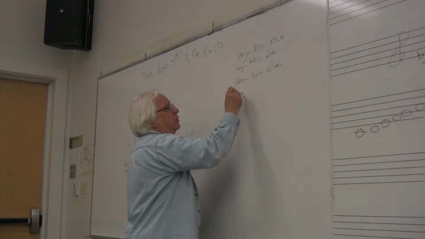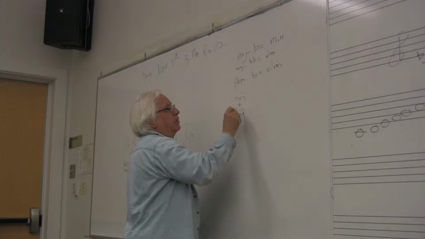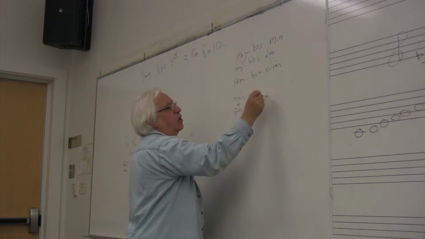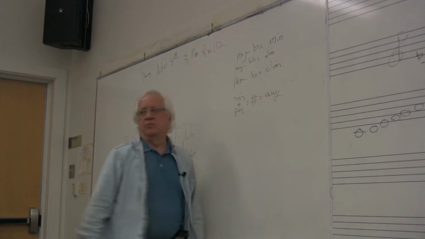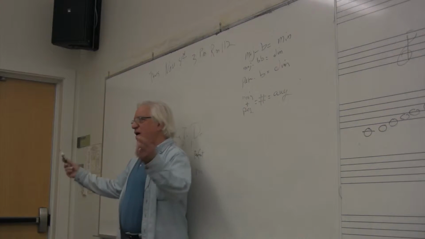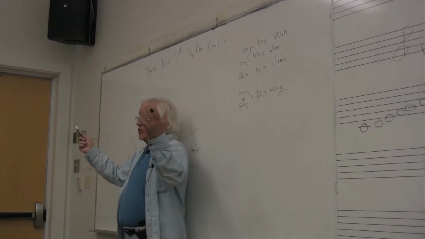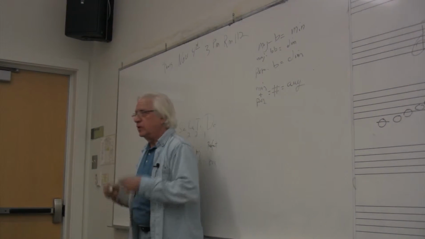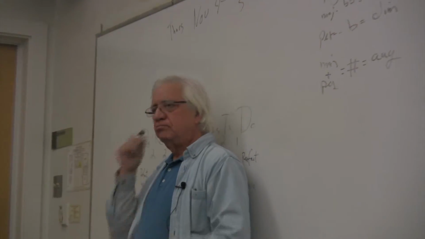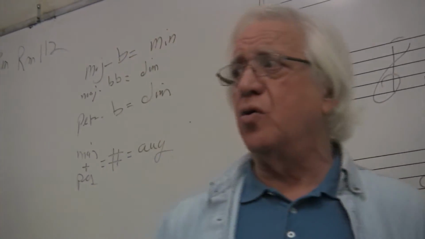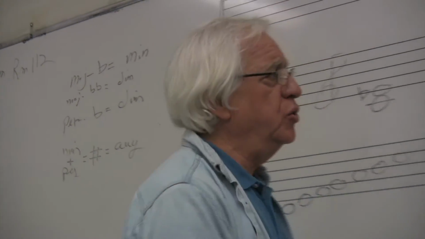Major and perfect raised once is augmented. So if I raise an interval one sharp, one time, one half step, it's an augmented interval, either perfect or major. Why is it this way? Because later on when we make our chords, it has something to do with it.